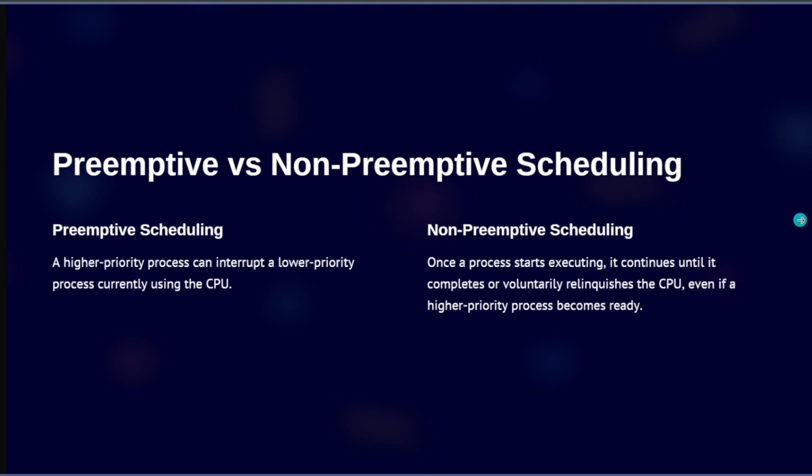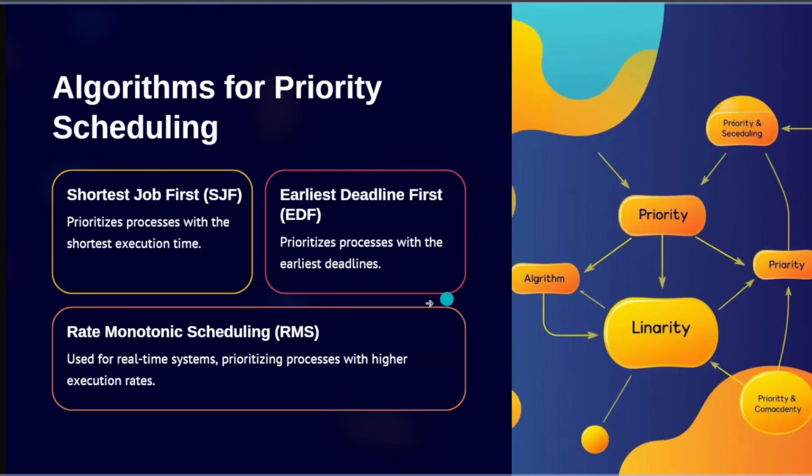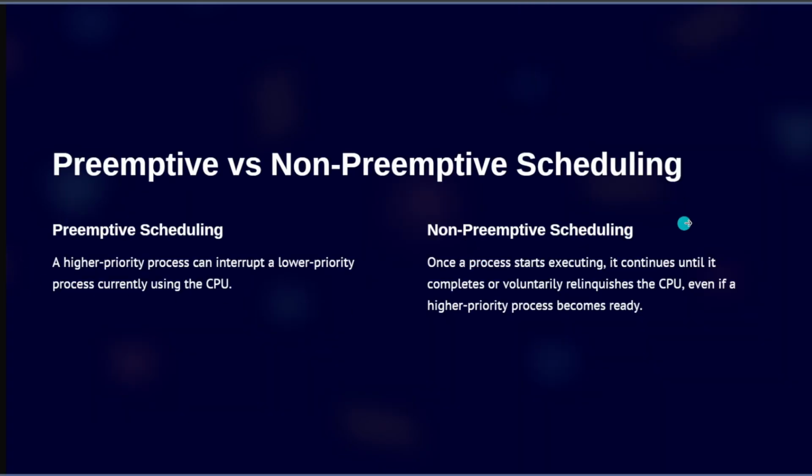Next, I'll talk about non-preemptive scheduling. This is like waiting in line. Once someone starts their turn, they finish before the next person starts. A process keeps the CPU until it completes, even if something more urgent comes up. It is simple and easy to manage, but may delay important tasks.